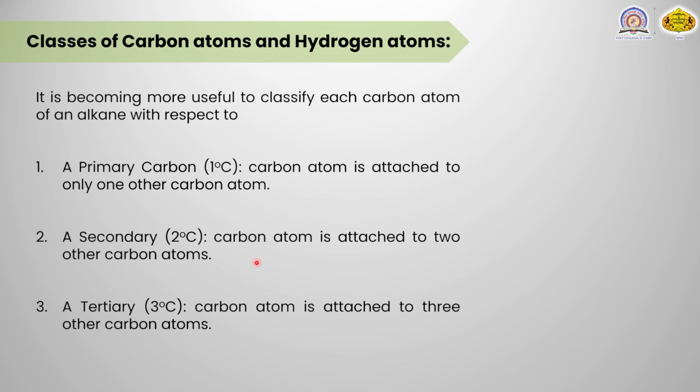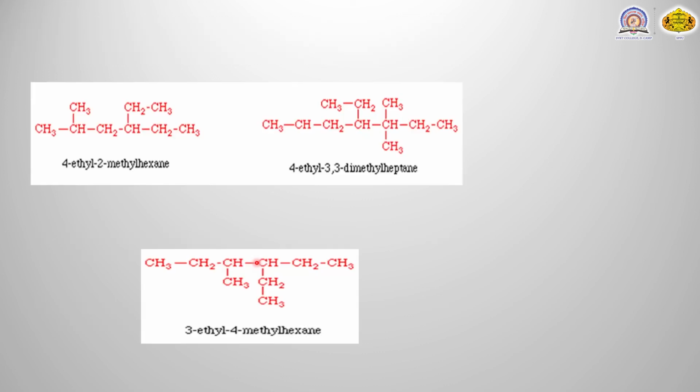So primary carbon will be that carbon which is attached to only one carbon. Secondary carbon will be that carbon which is attached to 2 other carbons, and tertiary carbon will be that carbon which is attached to 3 other carbons. For example, in that case, this carbon is attached to only one carbon. So this carbon is named as primary carbon.